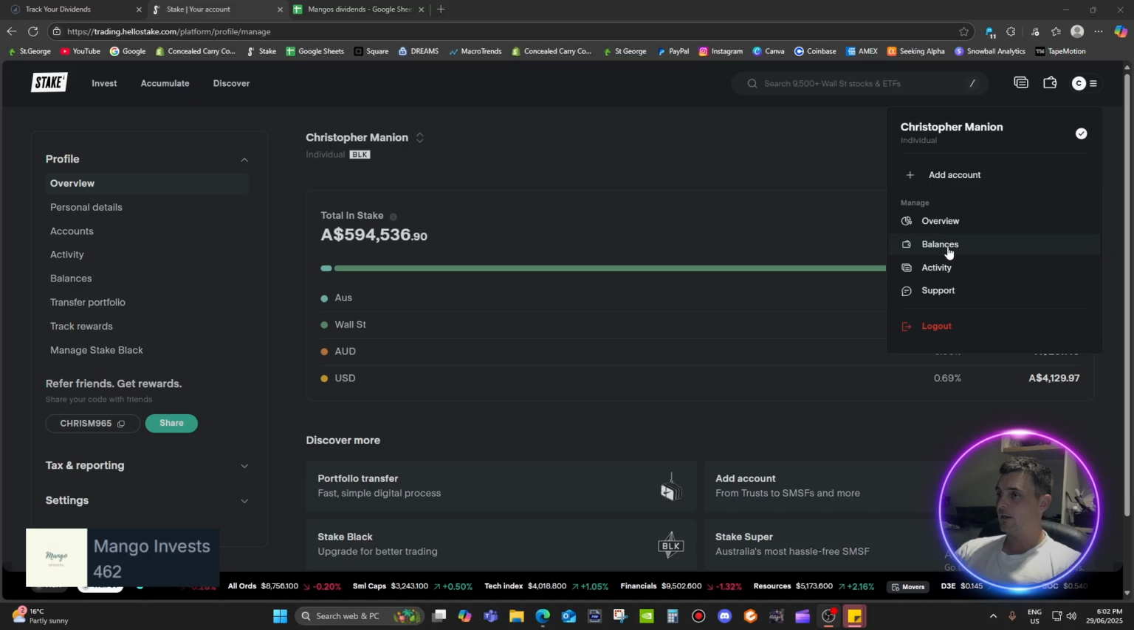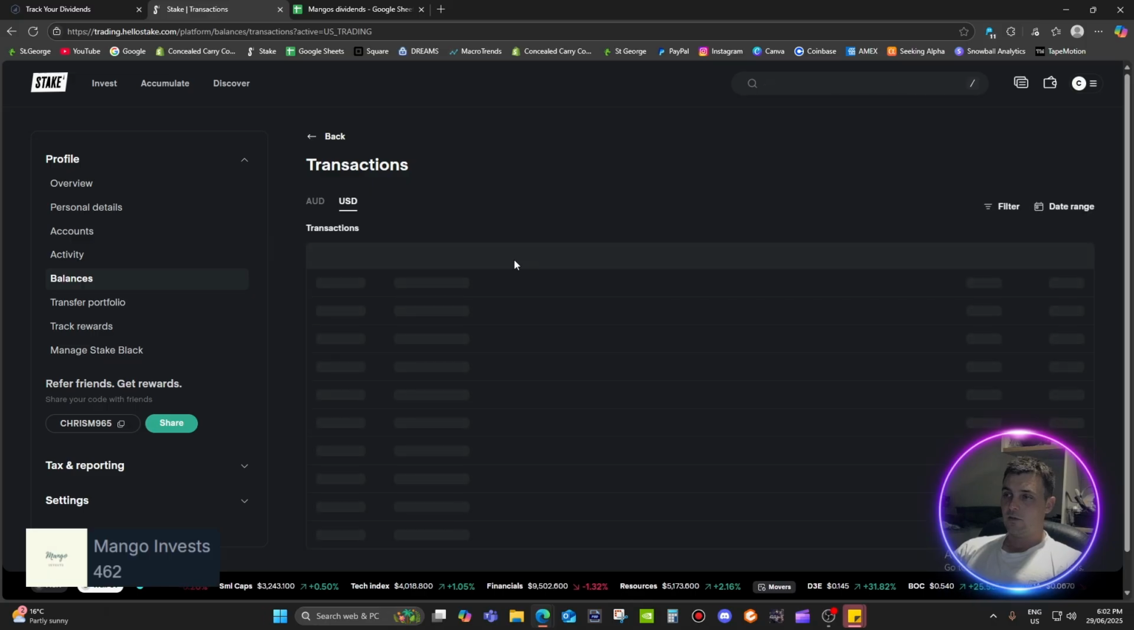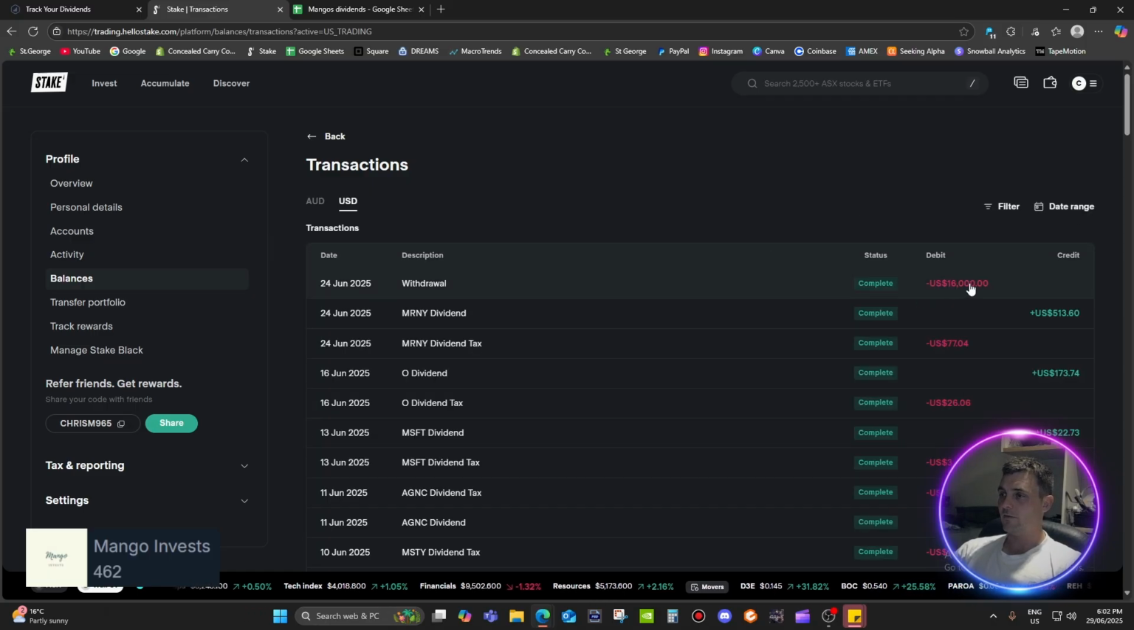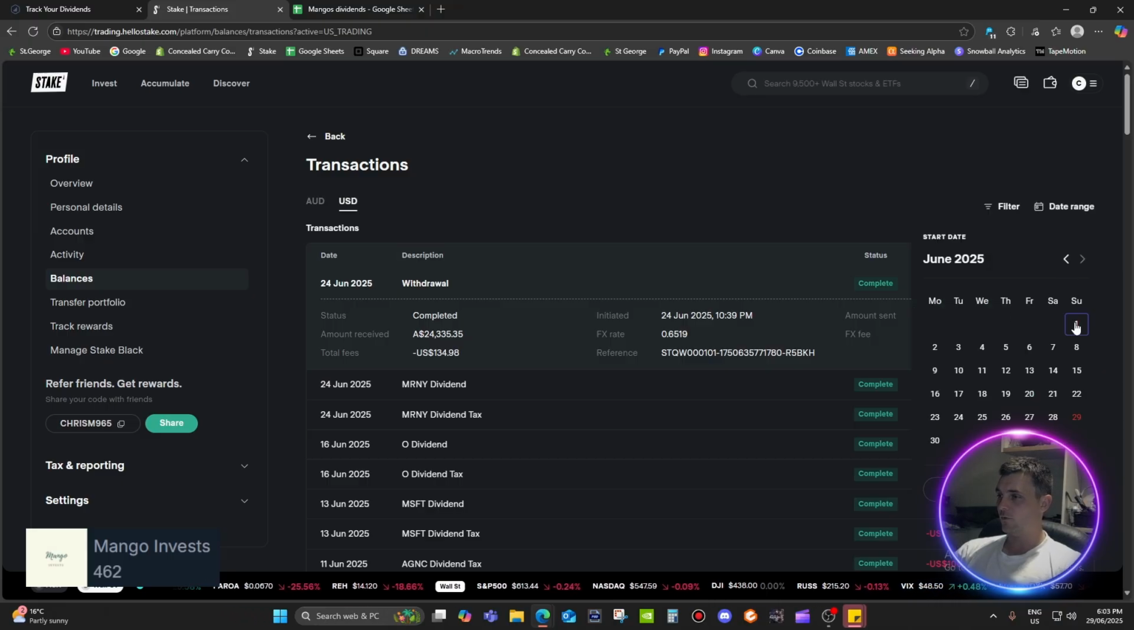But we'll just have a look at the balances here, and the recent transactions within the US market. The big one here is the withdrawal of $16,000 USD. On the left here, you can see how much Australian currency that gave me, and you can see the FX rate in the center there, 0.65. And this is the FX fee that I was charged: $134 USD, which is probably like $200 Australian, just to withdraw that money. That's not really that big of a deal.